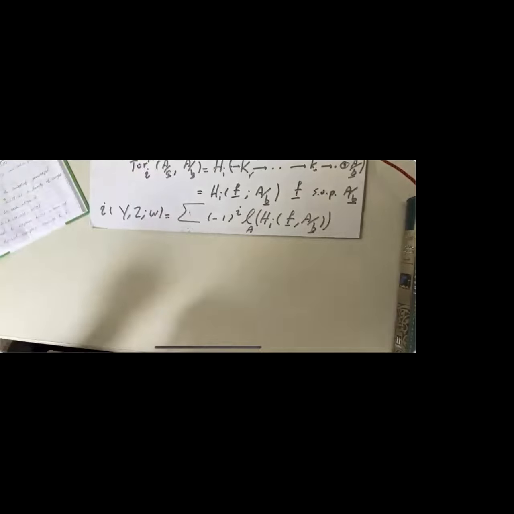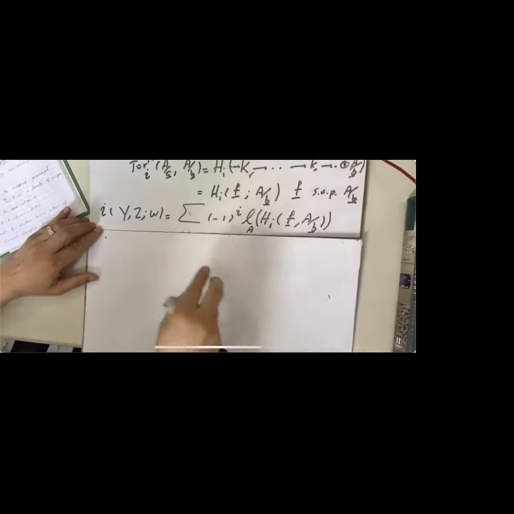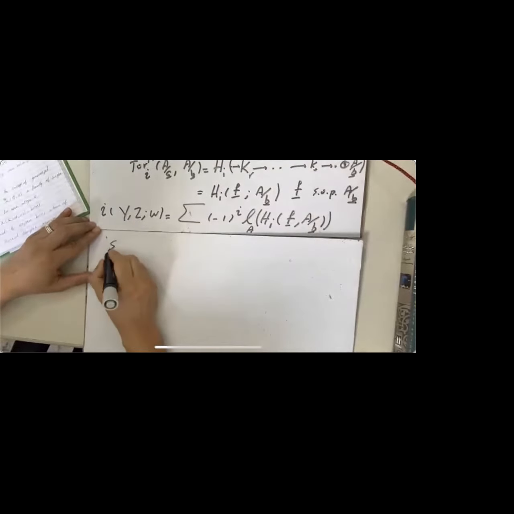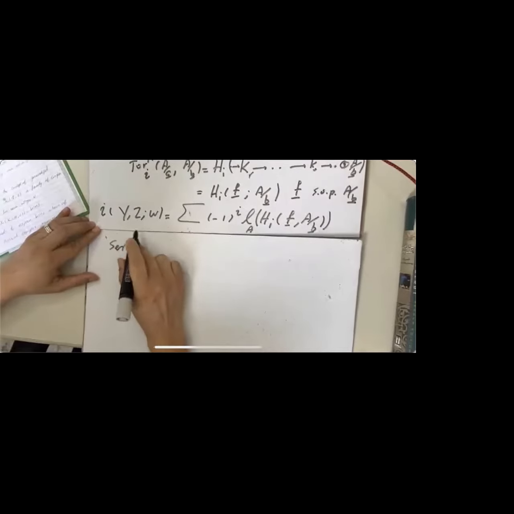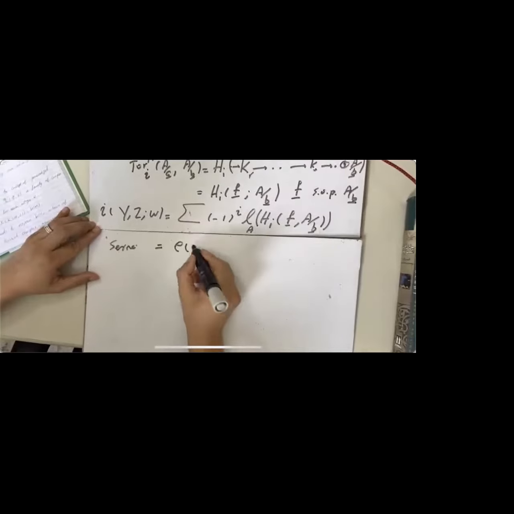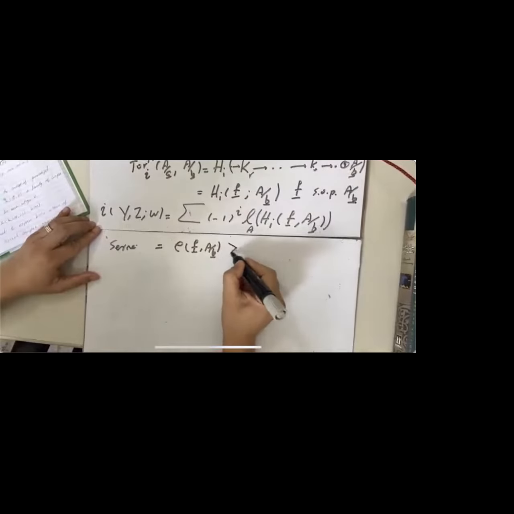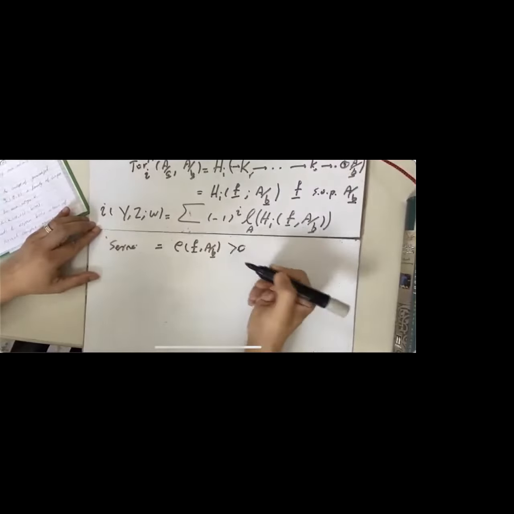So what Serre did next, in another celebrated theorem, he showed that this alternating sum is indeed the multiplicity of F on A over B. So the Hilbert-Samuel multiplicity with respect to F over AB, and we know that the Hilbert-Samuel multiplicity is a positive number. That's it.